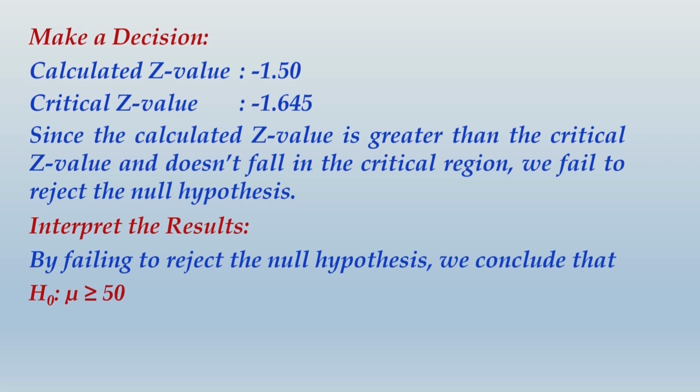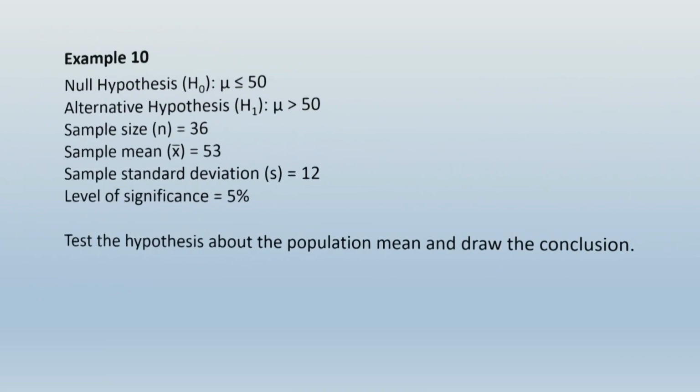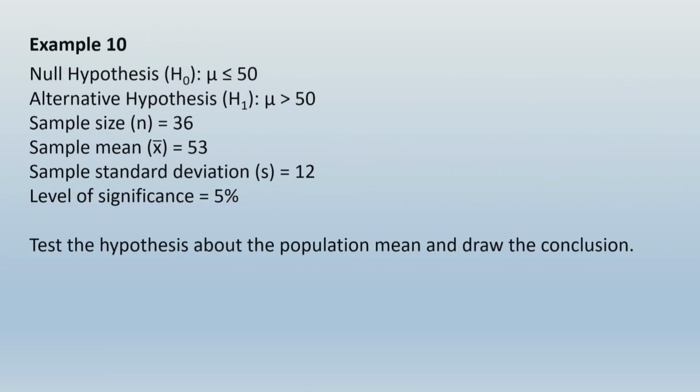Alright friends, I'm sure you have completed this whole thing. Let us move ahead and take up the next example, that will be example number 10. Now again in this example, null and alternate hypothesis are mentioned. Alternative hypothesis H1 states mu greater than 50. So null hypothesis has to be mu less than or equal to 50.